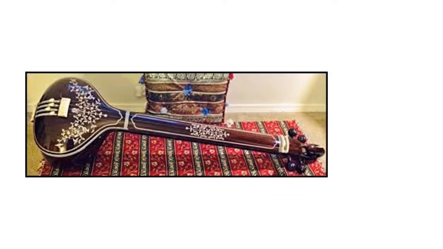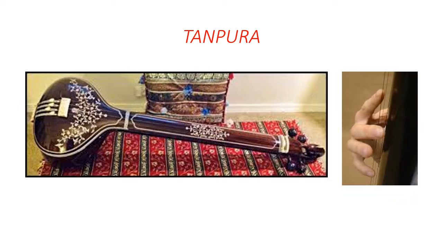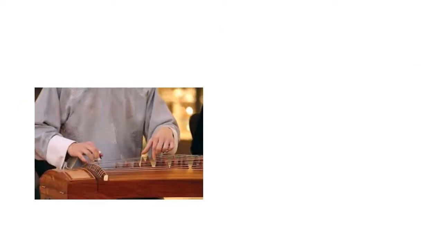Now, what picture is this, children? Can you identify what kind of musical instrument this is? I will tell you. This is a tanpura. So, what happens when a string of a musical instrument such as a tanpura is plucked? I'll tell you what happens. When the string of a musical instrument such as a tanpura is plucked, the string can be seen to vibrate.